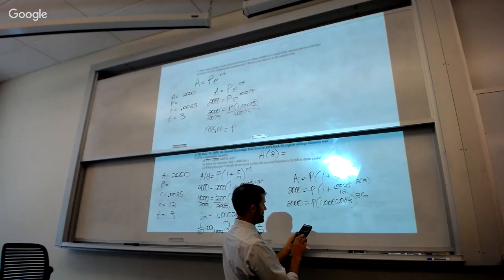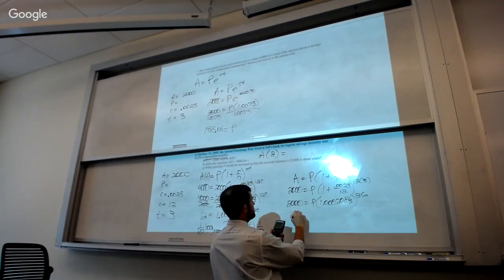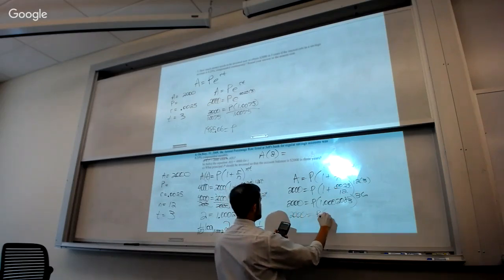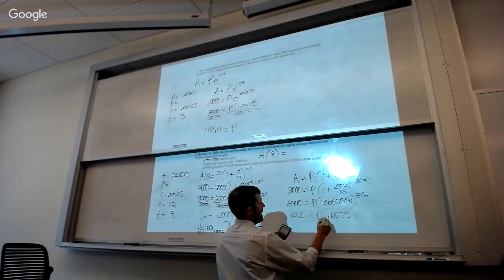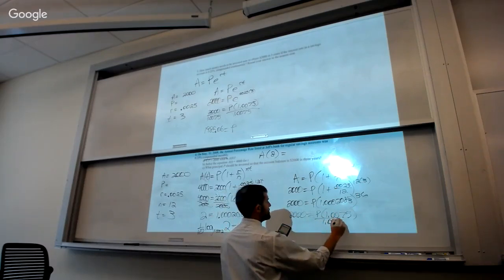Then we raise 1.0020833333 to the power of 36. And that gives us 2,000 equals P times 1.0075. There are more decimals, but I'm just writing that. And then I divide both sides by 1.0075.